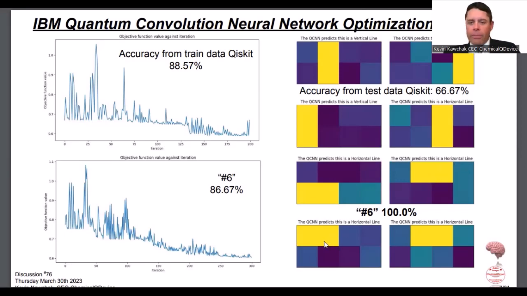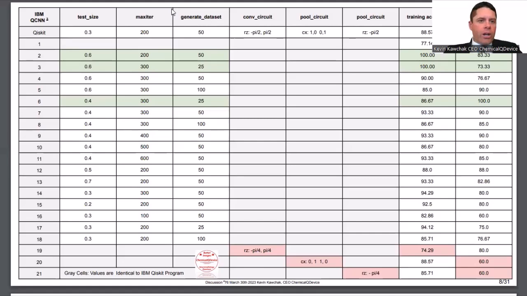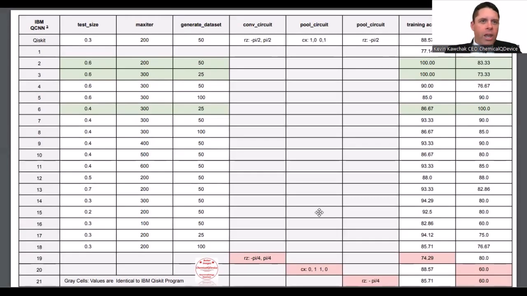And then the bottom left was correct, and the bottom right. I don't know how it's distinguishing between testing vertical and horizontal, but that was this number 6 run. Now I'll show you right here. So number 6 is basically 0.4 split off of 25 images, so it's smaller. And the iterations of 300 to get that 86.67 and 100%.